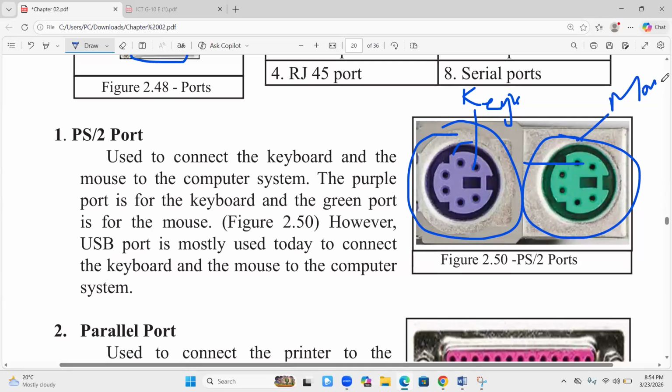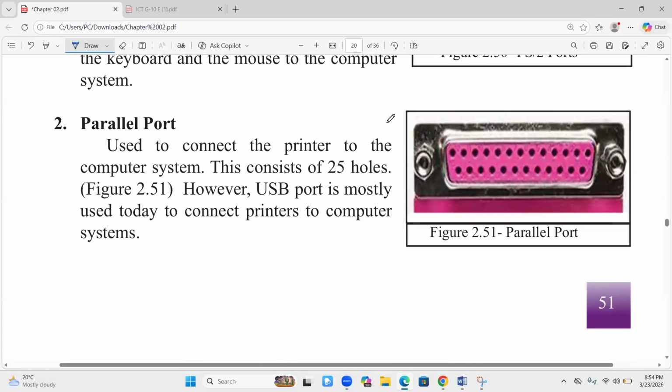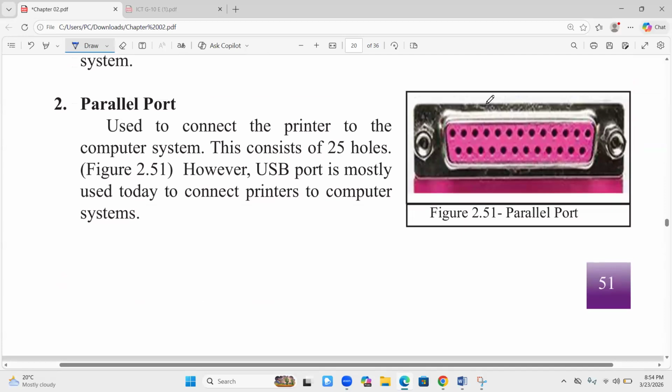So by using these two ports, you can connect keyboard and mouse. But nowadays most of the computers have USB ports, and we connect both the keyboard and mouse with USB ports. So you can connect a keyboard and a mouse in USB ports.